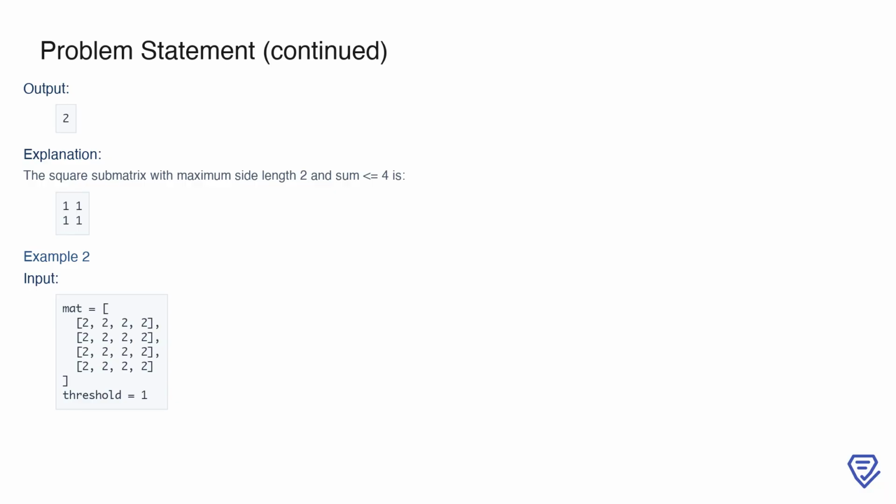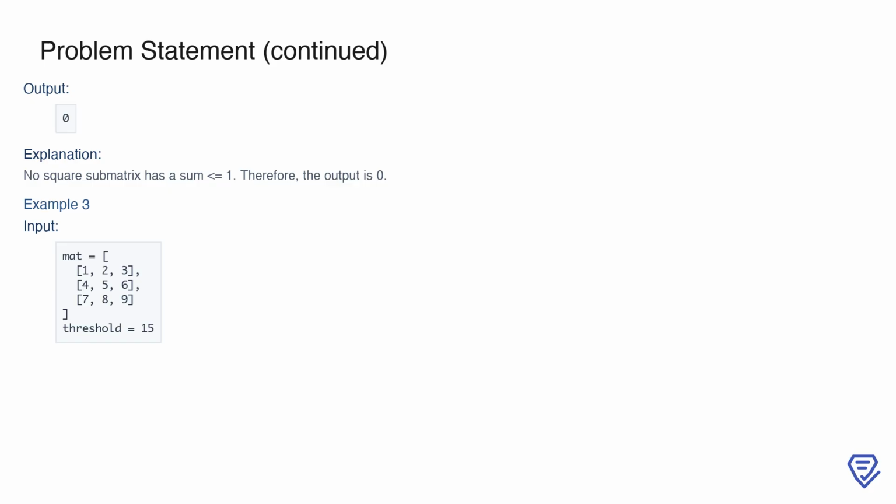This means the largest square submatrix that has a sum less than or equal to 4 has a side length of 2. The specific submatrix is shown here, composed entirely of ones. This submatrix confirms the condition since the sum of all its elements is 4, meeting the threshold exactly. No larger square can be formed under this constraint.